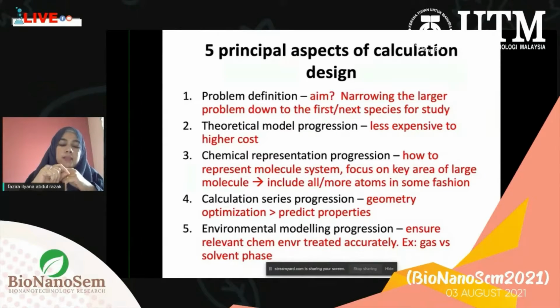Number five is environment. It is very important to ensure whether you want to do it in gas phase or solvent phase, because whatever calculation you do, you want to mimic your experimental work. Some experimental work is done in solvent phase, right? When you do your NMR and your UV studies, you do it in solvent phase. So if you do the calculation in gas phase, the accuracy of your result will be different.